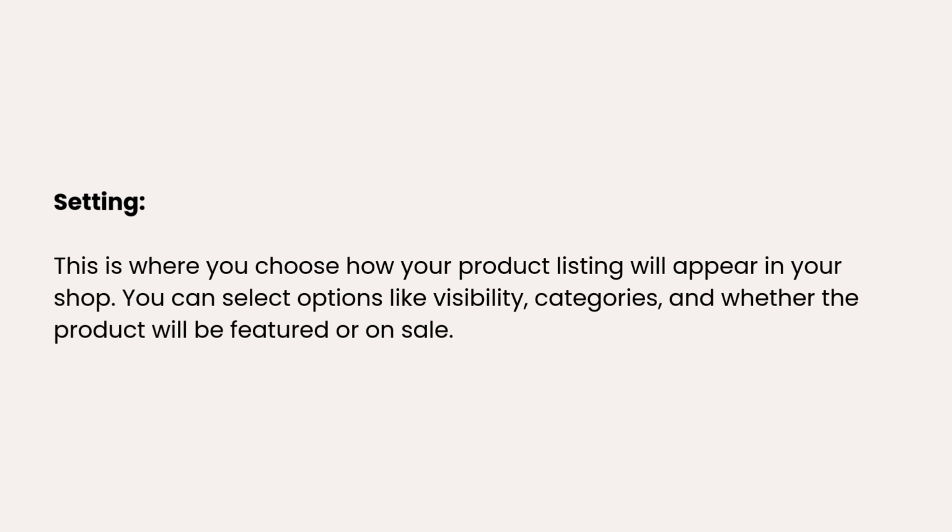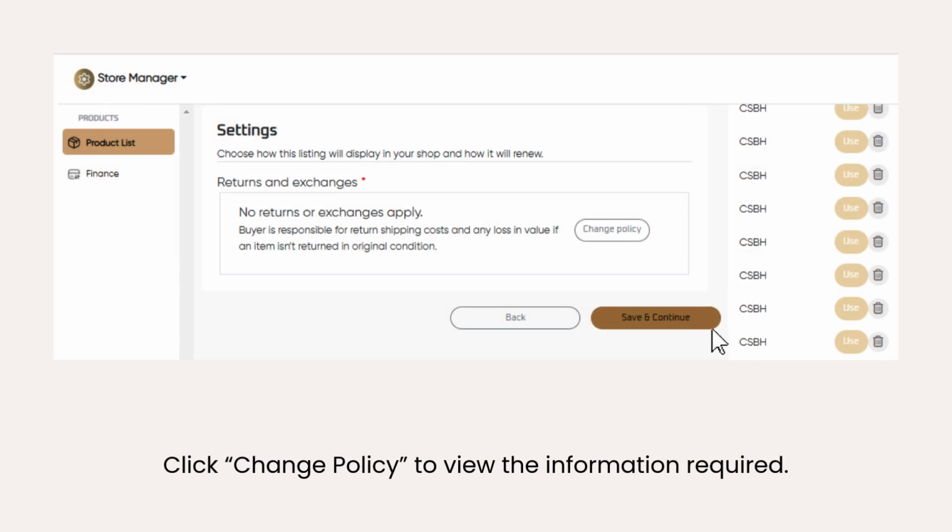Setting. This is where you choose how your product listing will appear in your shop. You can select options like visibility, categories, and whether the product will be featured or on sale. Click Change Policy to view the information required.